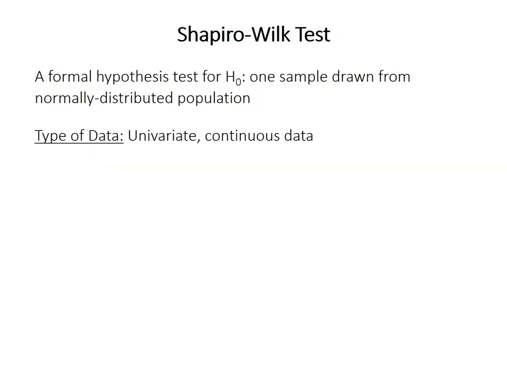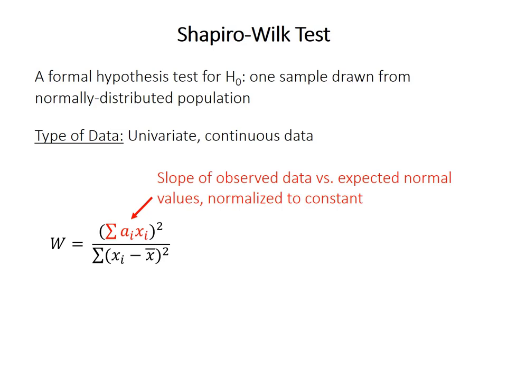But the Shapiro-Wilk test is a formal test of the null hypothesis that one sample is drawn from a normally distributed population. Because the normal distribution is a continuous probability distribution, you can only use this test on univariate continuous data. So the test calculates a statistic called W. The numerator of this equation here, the sum of a_i times x_i, squared, that sum is basically the slope of the QQ plot, the slope of the observed data versus the expected values from a normal distribution.